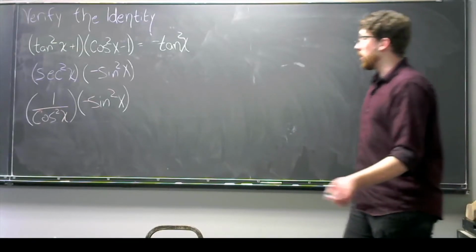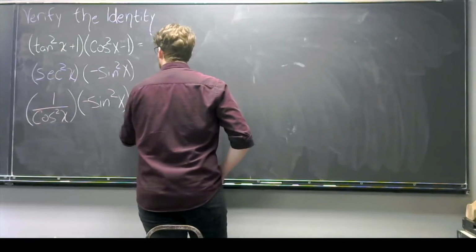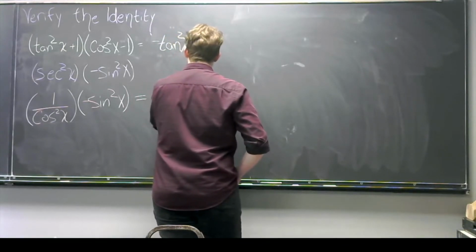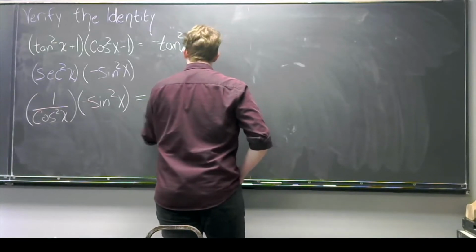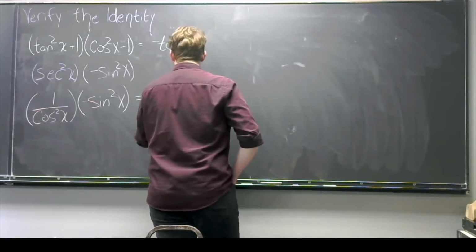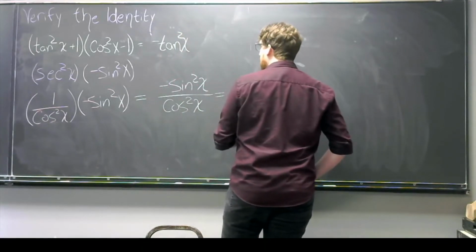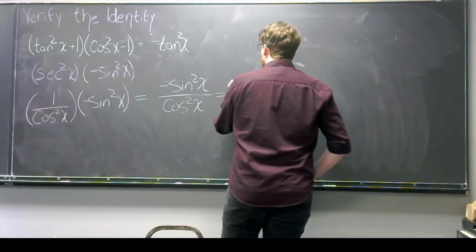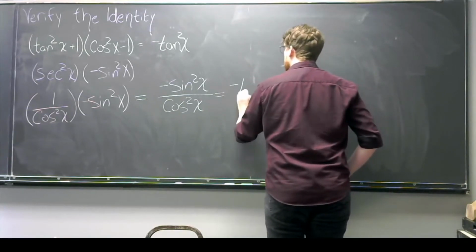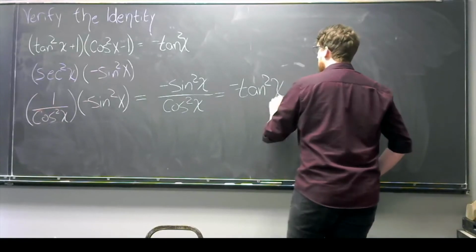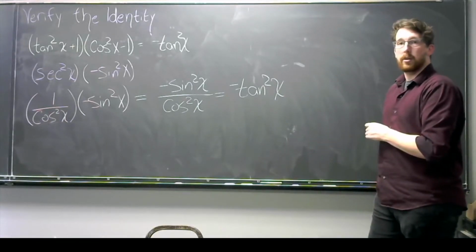Which we can rewrite as negative sine squared of x over cosine squared of x, which is the same thing as negative tangent squared of x. That's it.